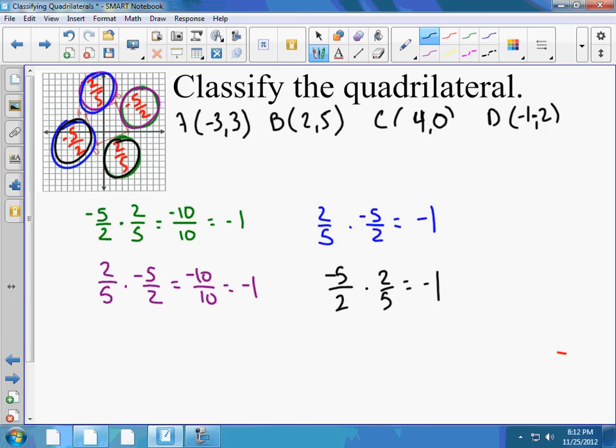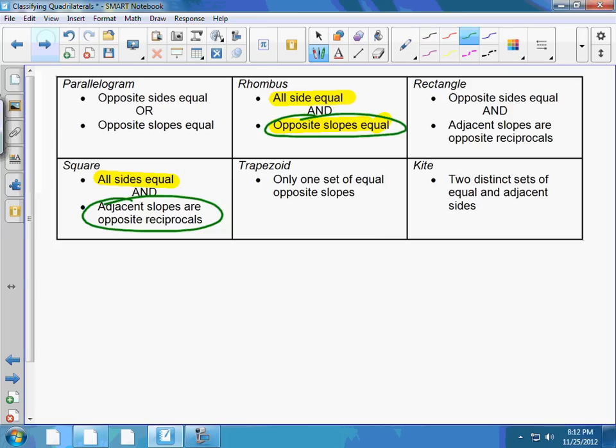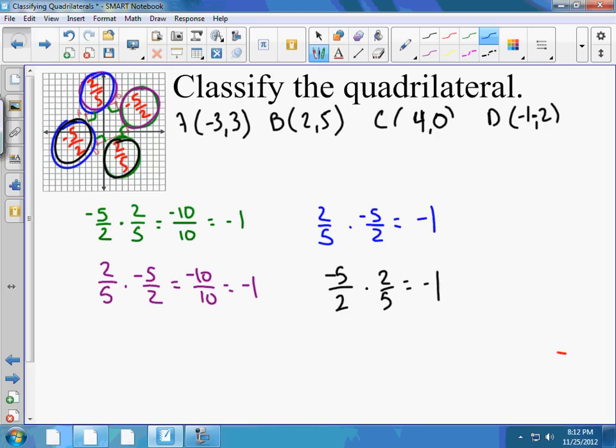So we've proved then that all of these slopes and these sides are perpendicular to each other. So they create 90-degree angles. Well, if that's the case, then our best answer is square. So ABCD is a square.